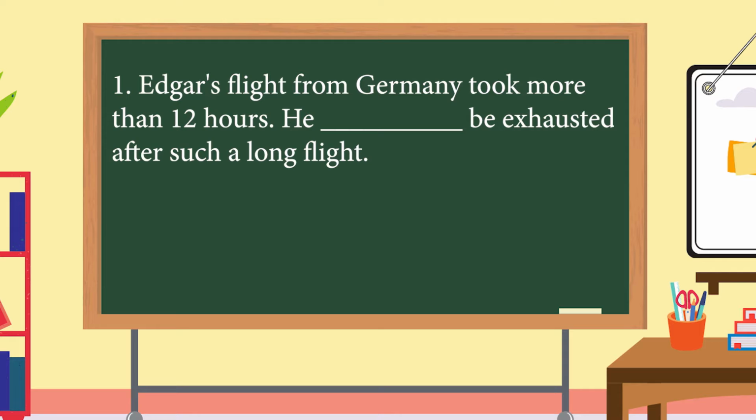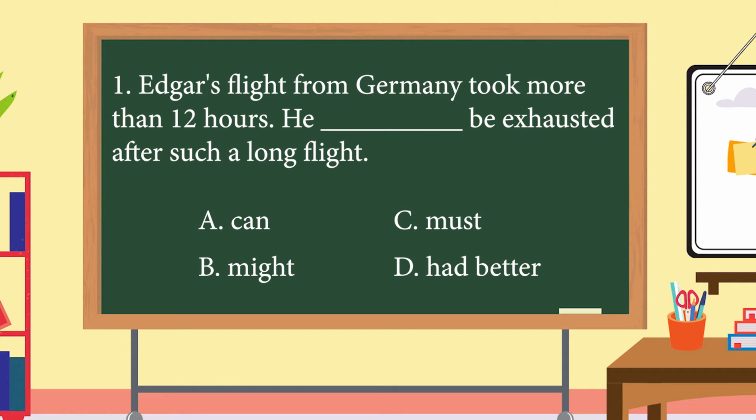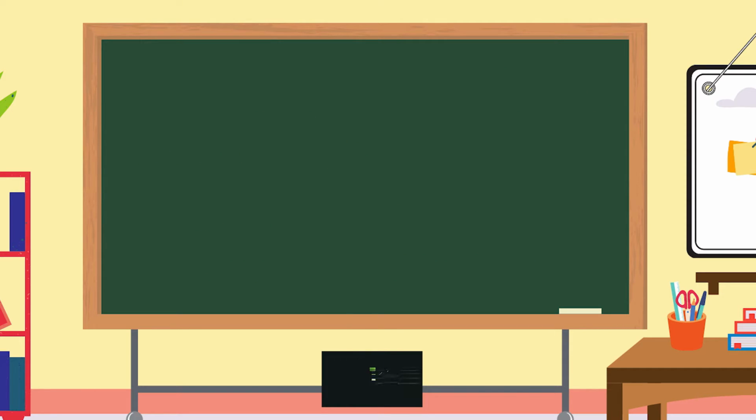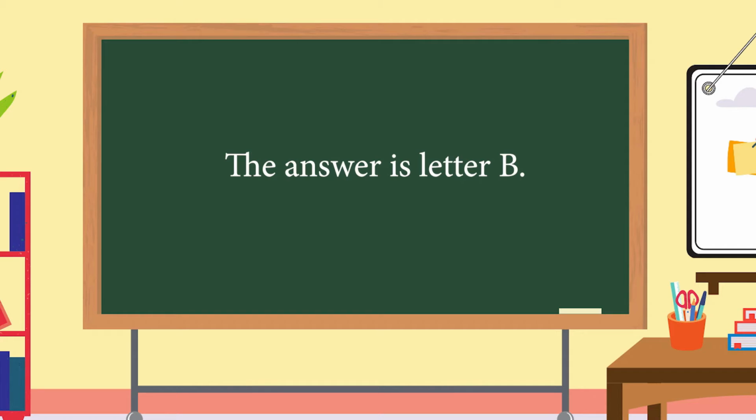Number 1. Edgar's flight from Germany took more than 12 hours. He be exhausted after such a long flight. A, can. B, might. C, must. D, had better. Time's up. What is your answer? Very good. You got it right. The answer is letter B.